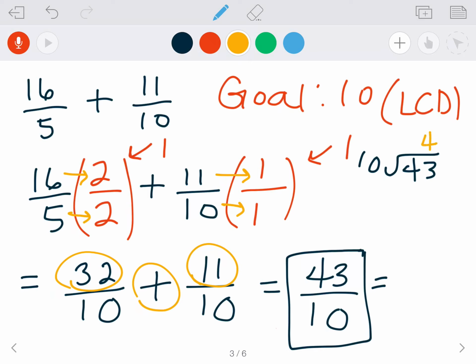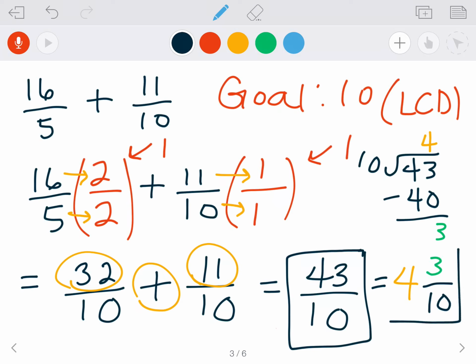That goes 4 times. 10 times 4 is 40. 3 minus 0 is 3, and 4 minus 4 is 0. I'll actually put that 3 in green so that we see it's the remainder. So now when we write 43 over 10 as a mixed number, our quotient becomes the whole number, our denominator stays the same as what it was, which is 10, and our numerator is the remainder.